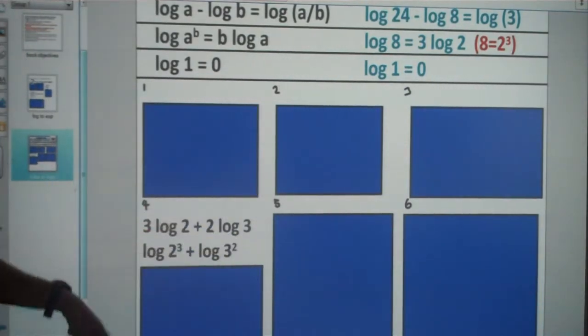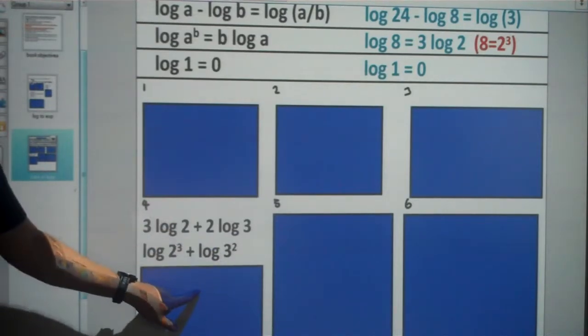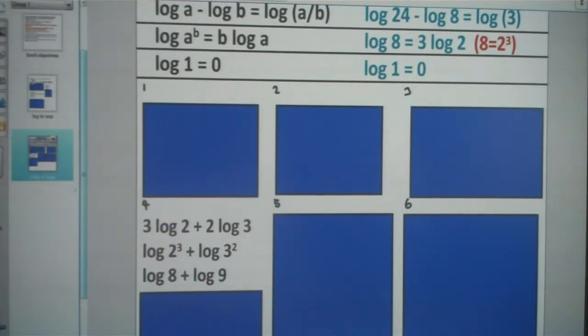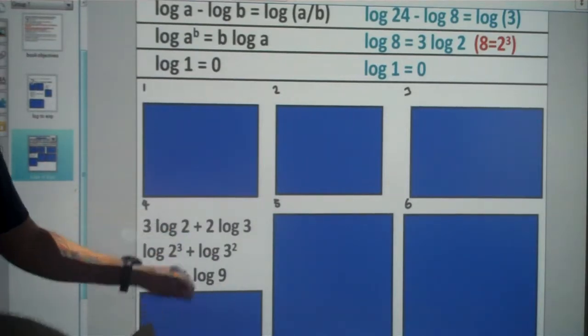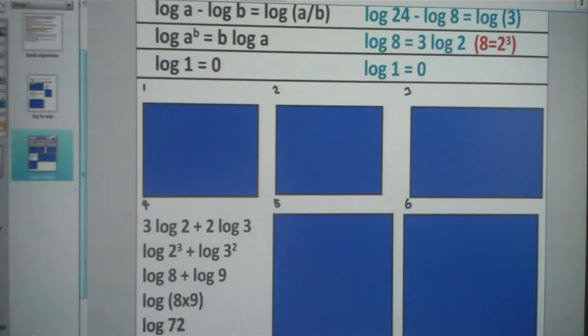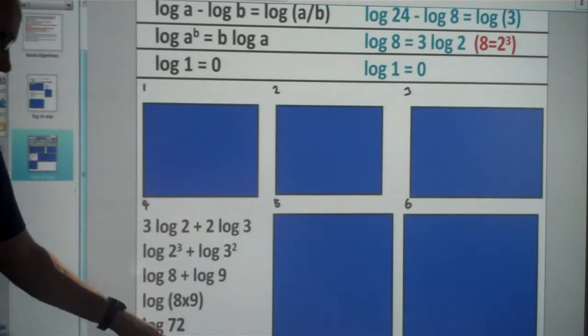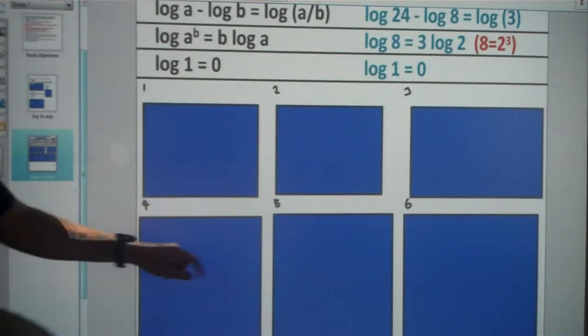Then I can work out each one independently. So 2 cubed is 8, 3 squared is 9. And now I can go back and I can use the first rule of logs because I'm adding two things with the same base. So 8 times 9 is 72. So a very important one to keep an eye out for when you're collecting terms.